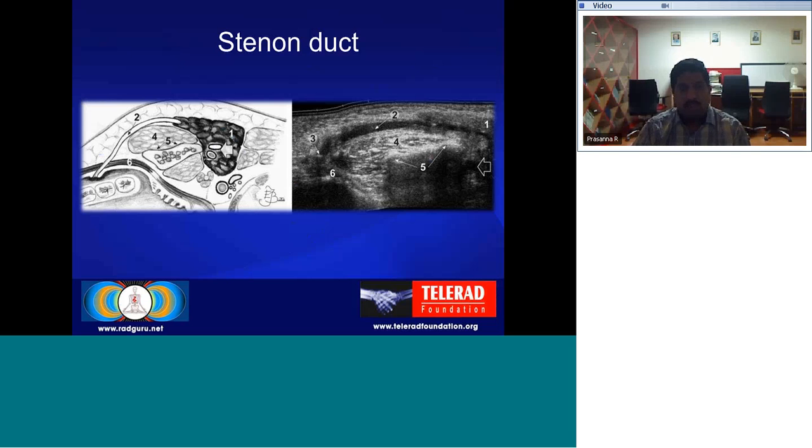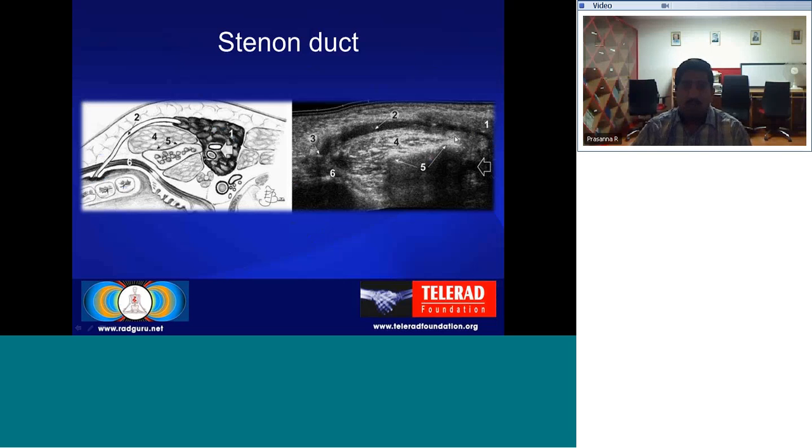So the duct terminates at the level of the upper second molar into the papilla. That is the gland there, and this is the duct, and of course the upper second molar, and the mandible there, and the masseter muscle.